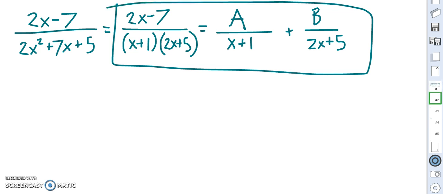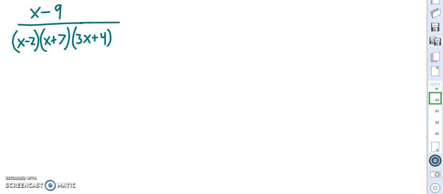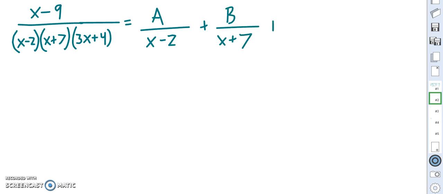Look at how it gets harder. If I have my denominator all factored and they're all linear terms, I just need to include one fraction for each term on the bottom. This is how I would set up this partial fractions decomposition. I would just set it up simple as that.